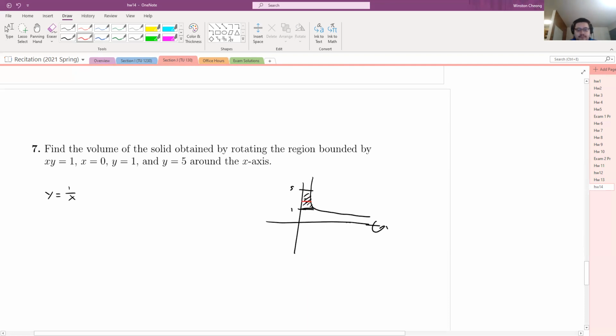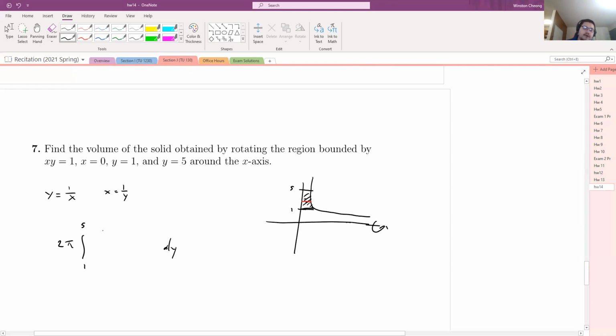It's just the shell method. But what happens is we have to consider not this function, but instead x equals 1 over y. Because you can see that the red line is going to vary vertically. It's going to vary with respect to the y-axis. And the integral we would want to set up is an integral with respect to y. We want y to go from 1 to 5. And so that's why everything inside the integral we expect to be with respect to y.